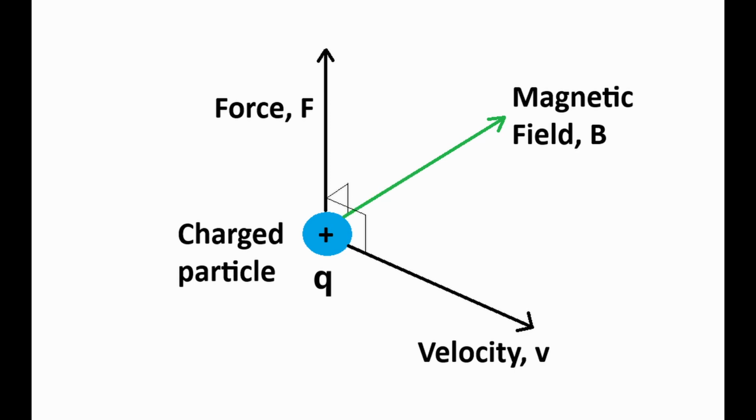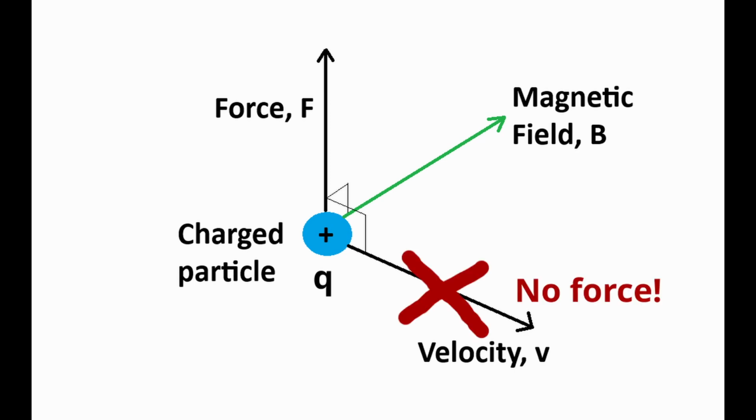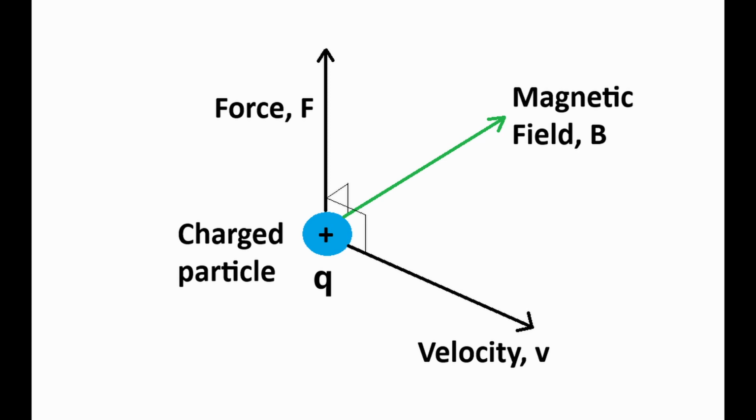This means that the magnetic force on a charged particle does not have a component pointing along the forward path of the particle's motion, so it can't change the speed of the particle or its kinetic energy. It can only change the particle's direction of motion.